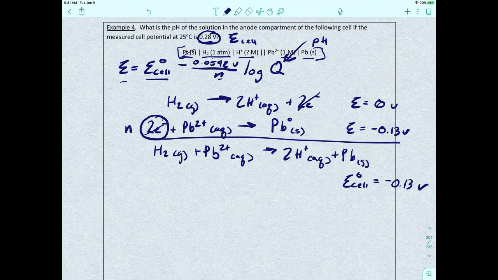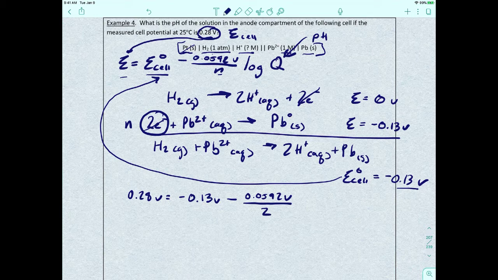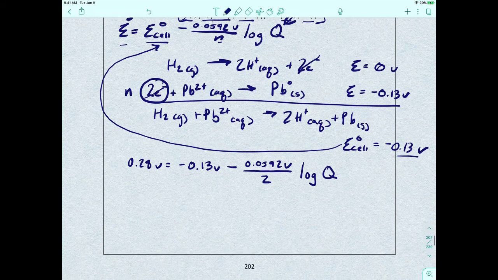All right, so what we're going to do is pop this into the Nernst equation. Okay, so here's what we got so far. We know that, remember the problem is 0.28 volts. That's your cell at non-standard state. So 0.28 volts is equal to negative 0.13 volts minus 0.0592 volts divided by the number of moles of electrons, in this case 2, times the log of the reaction quotient. So we're going to solve for that reaction quotient.